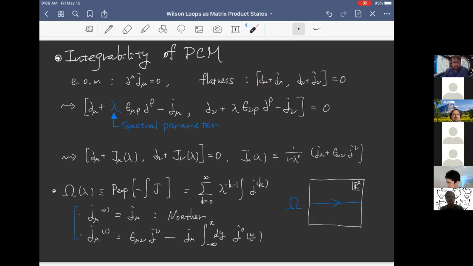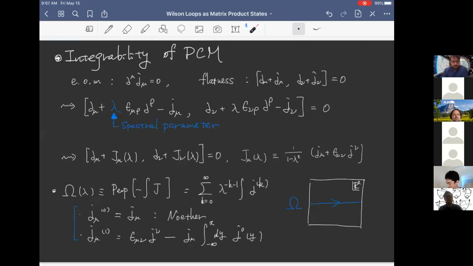By the way, this form of equation is a little bit non-standard, but you can always do some local Lorentz transformation in 2D, which depends on lambda, and convert it into this form, which is probably more familiar to people doing integrability. Here J_mu(lambda) is the connection of this form. Oh, by the way, I think I need some lambda here, but I forgot. If you put lambda, then it's really the standard form of the Lax connection.